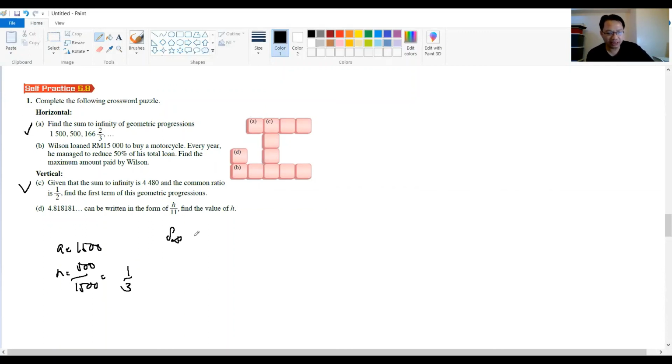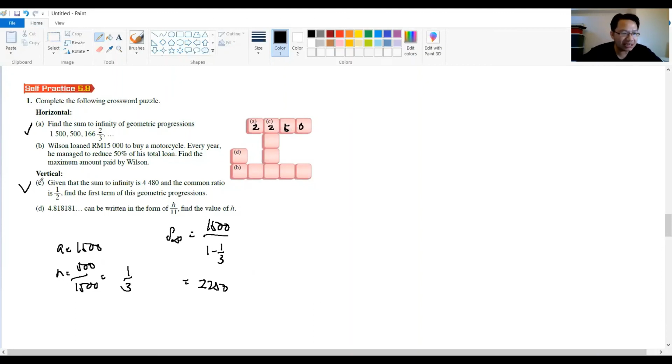So sum to infinity, 1,500 divided by 1 minus 1 over 3. So how much is the answer? Please double check whether my answer is correct or not. The answer is 2250. So let me write it down here: 2250. Now our A is 2250, and then our C answer must start with 2. If my answer in C is not starting with 2, that means our A answer is wrong.